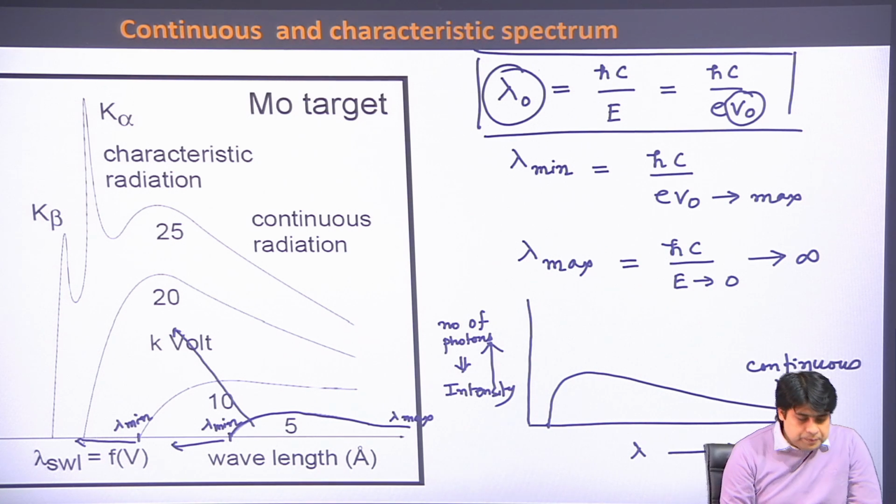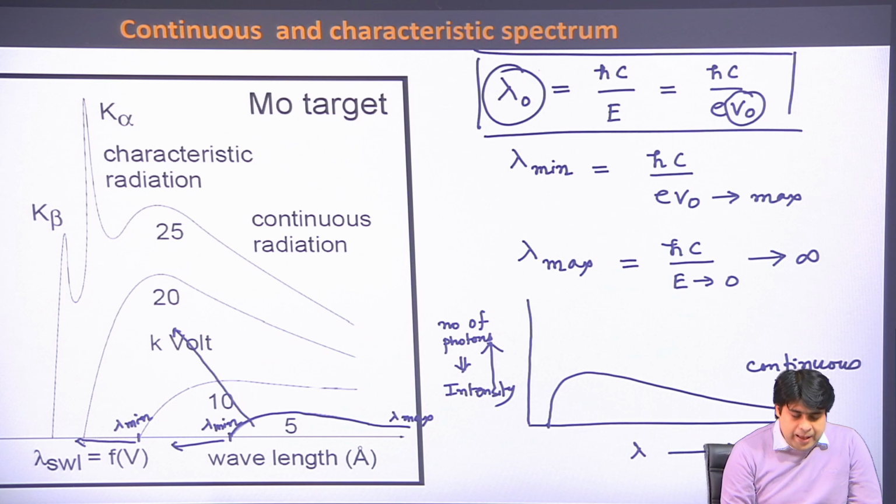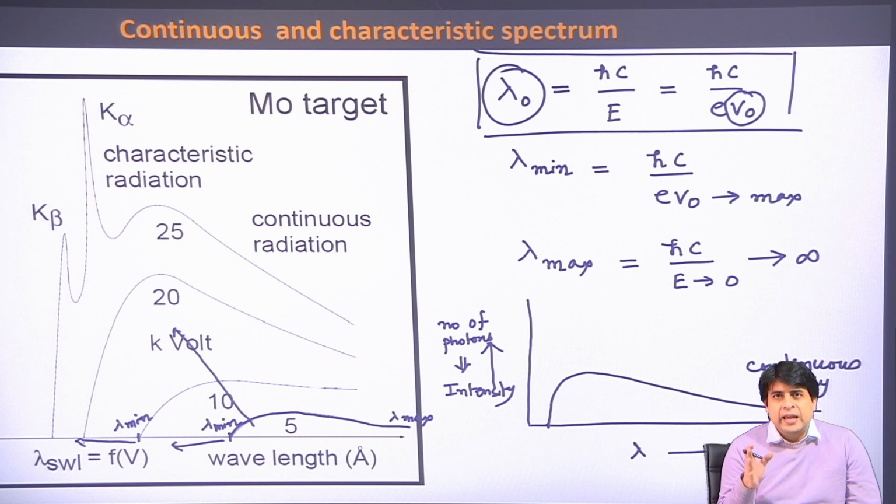After a certain voltage, what will happen is that the X-ray or the incident electron will interact with the K, L and M shell.